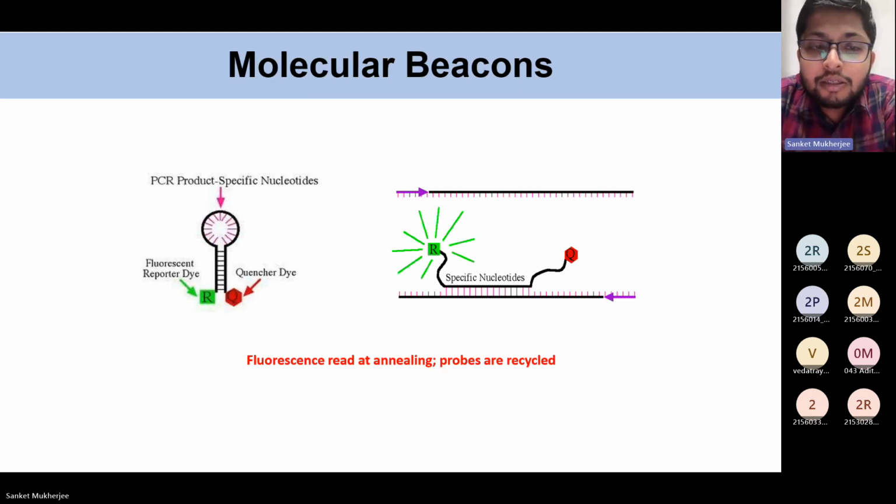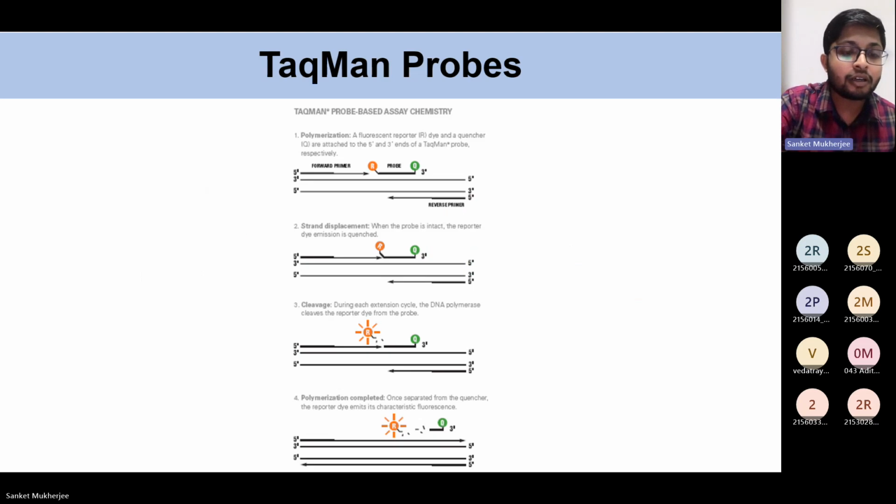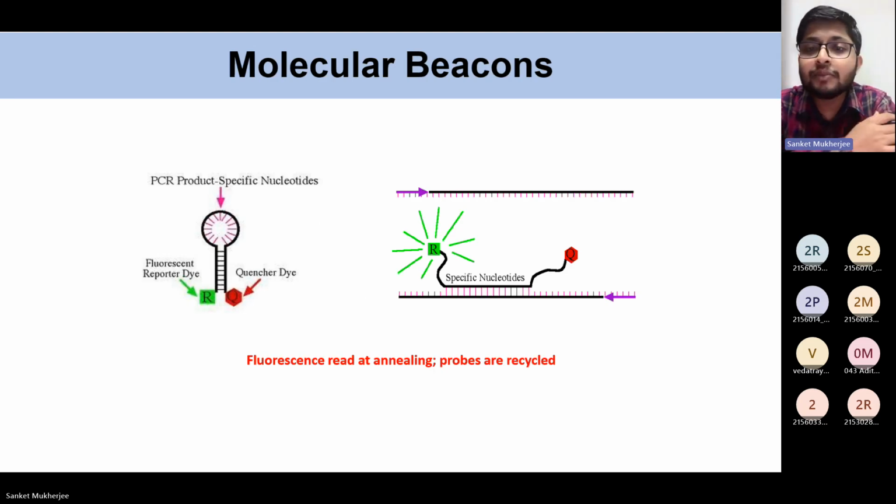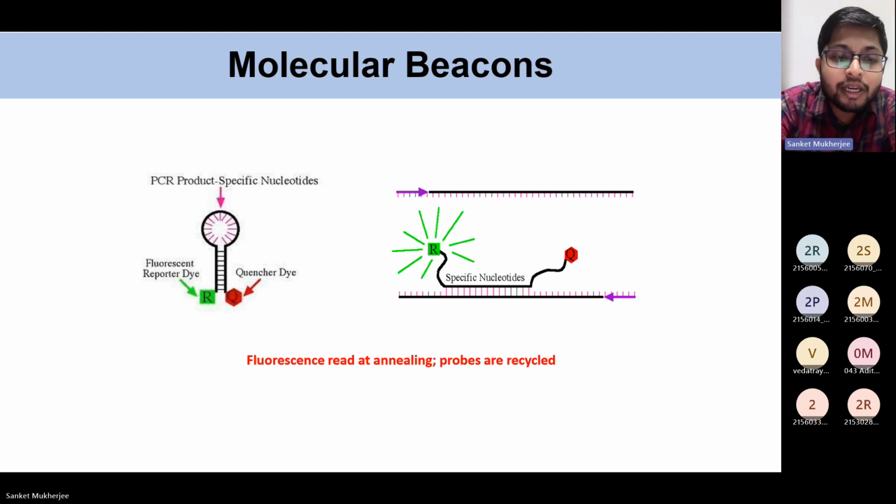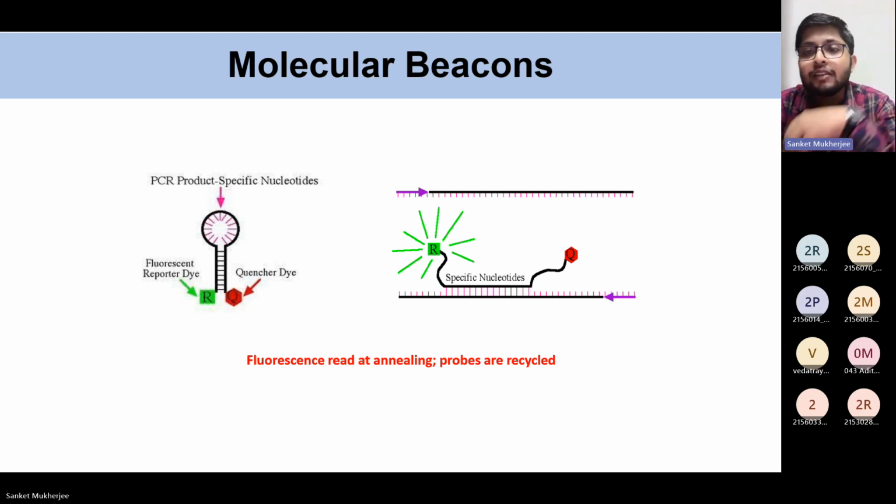Now we have something called molecular beacons, very similar to that of the TaqMan probe. So here also we have a fluorescent reporter dye and a quencher dye. When nothing has happened, it will remain in this conformation. And in the middle, in the loop region, it will have some PCR specific nucleotides.